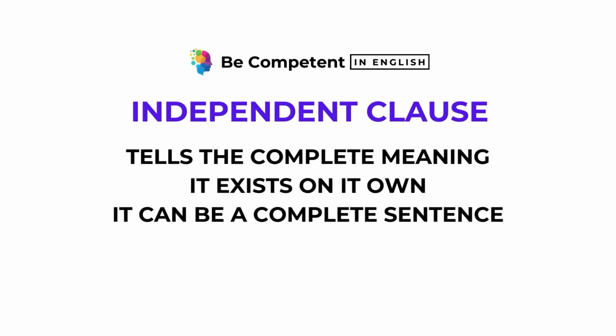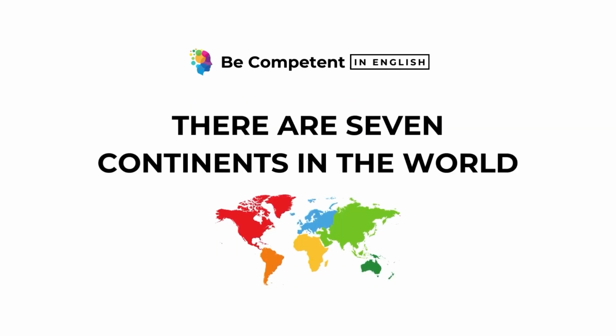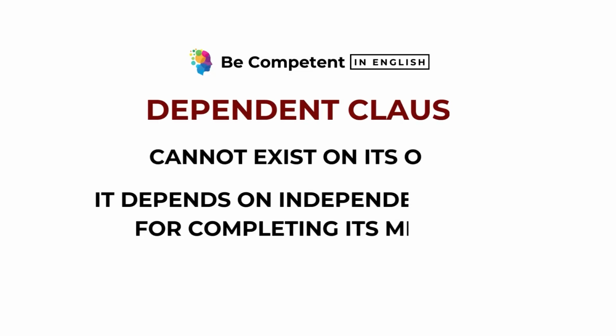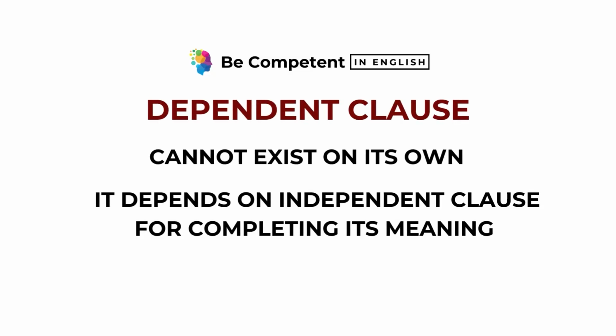Like if I say, there are 7 continents in the world. Okay, it gives you the complete idea. It has a subject, it has a verb, and an object, and it can exist on its own also. Okay, fine. So now the second type of clause is the dependent clause. A dependent clause is the clause that cannot exist on its own. It has to depend on the independent clause for completing its meaning.